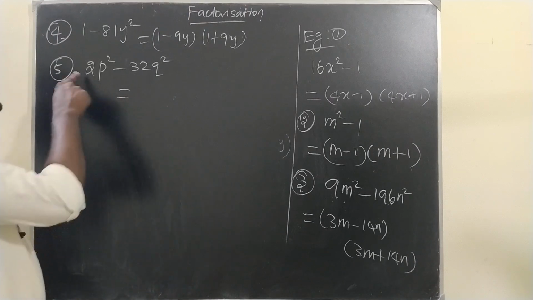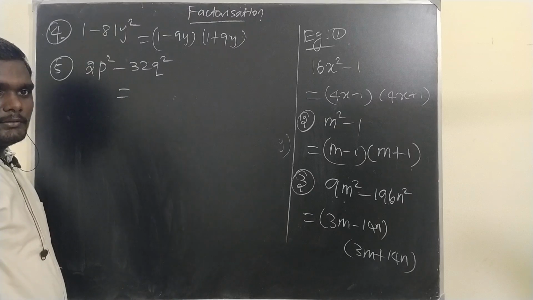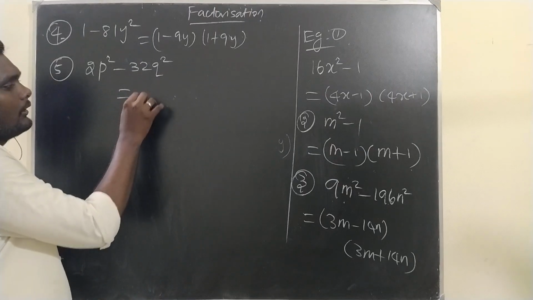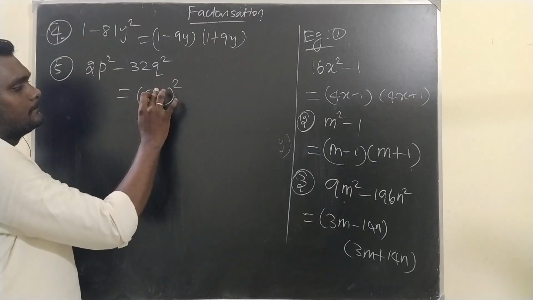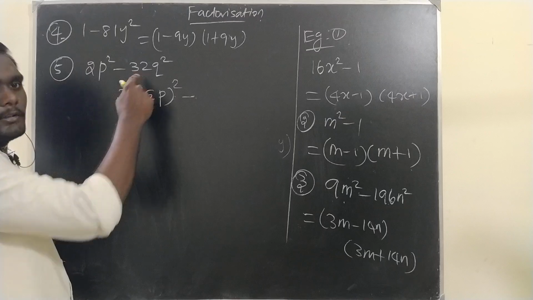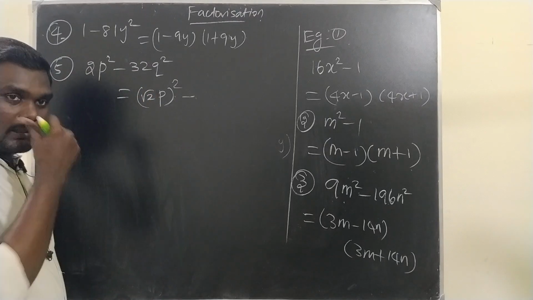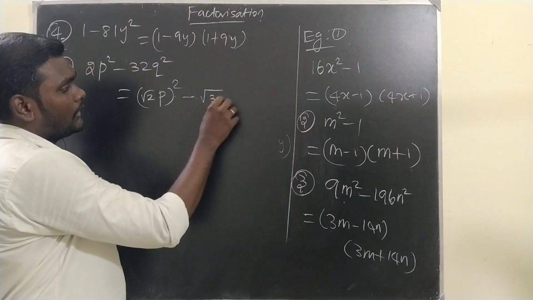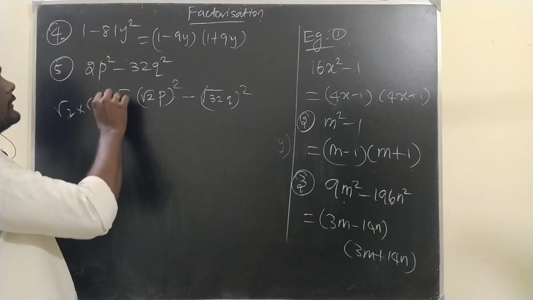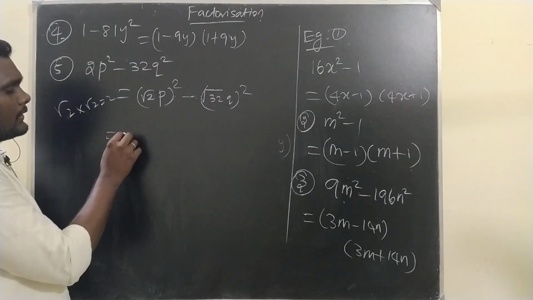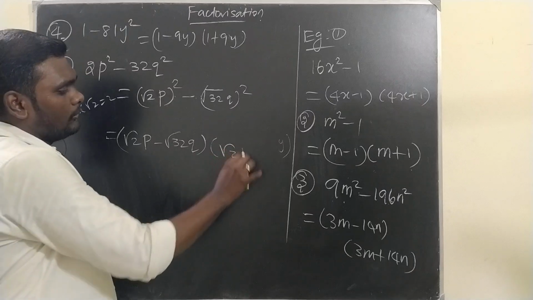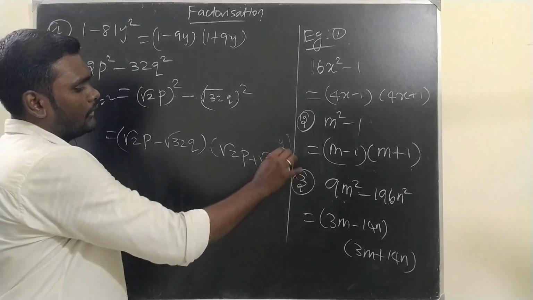See, man, I'll tell you. In 2p square, 2 is not the square of any number. I am going to write root 2p whole square. Then here, 32 is not a square of any number. Then what can we write? Root 32q whole square. Why is it so? Because root 2 into root 2 is 2. Now the factorization: root 2p minus root 32q into root 2p plus root 32q.